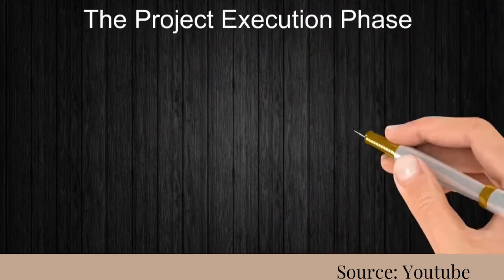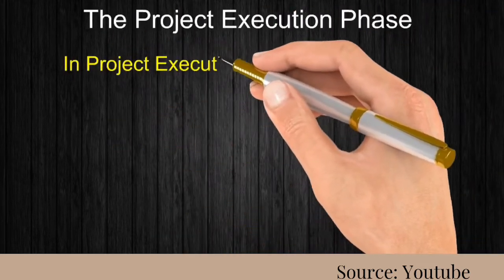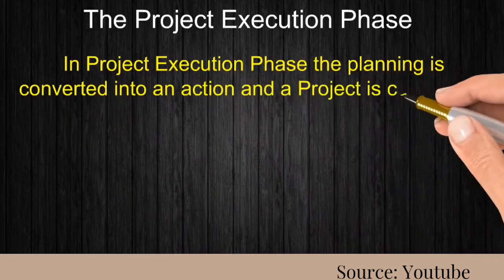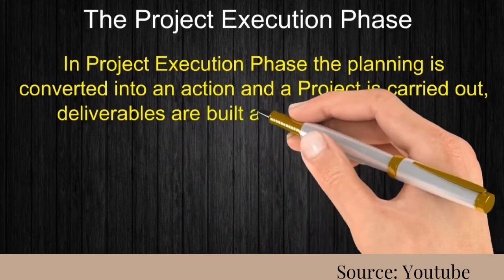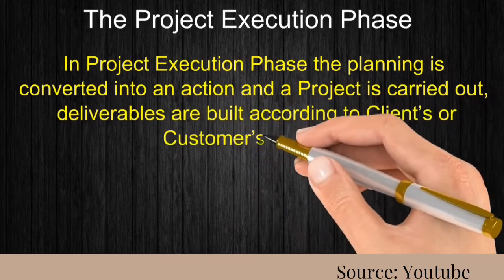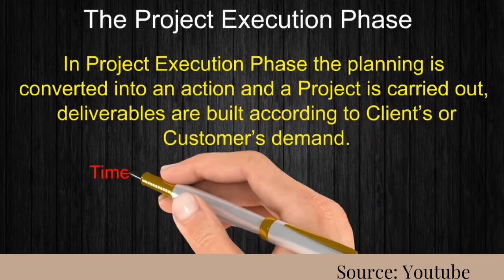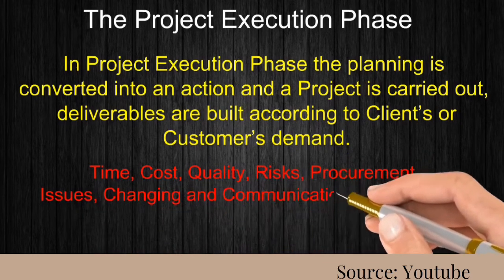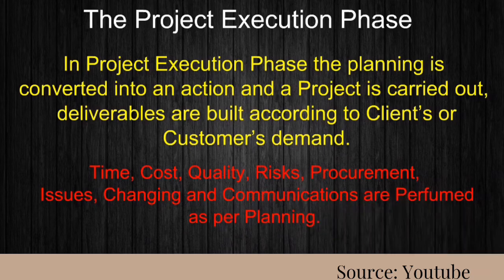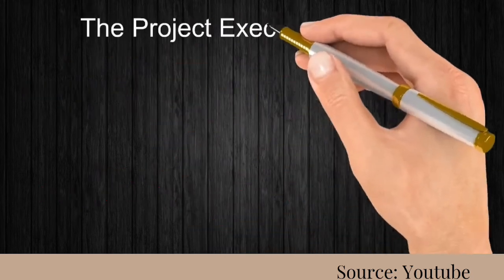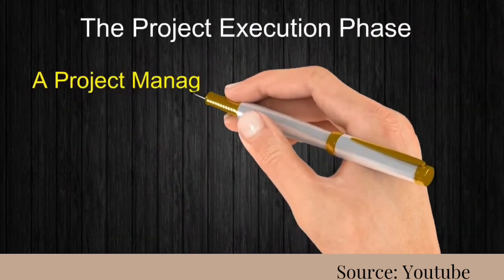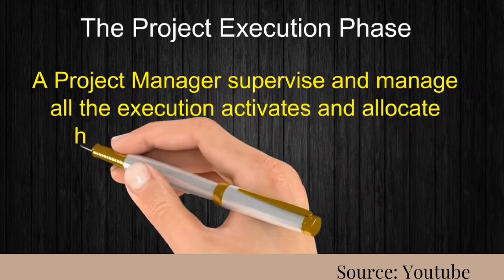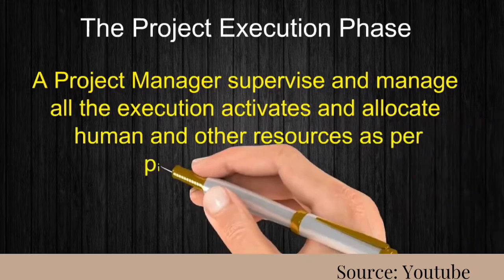The project execution phase. In the project execution phase, the planning is converted into action and the project is carried out. Deliverables are built according to client or customer's demand. Time, cost, quality, risks, procurement, issues, changes, and communications are performed as per planning. A project manager supervises and manages all the execution activities and allocates human and other resources as per project requirements.